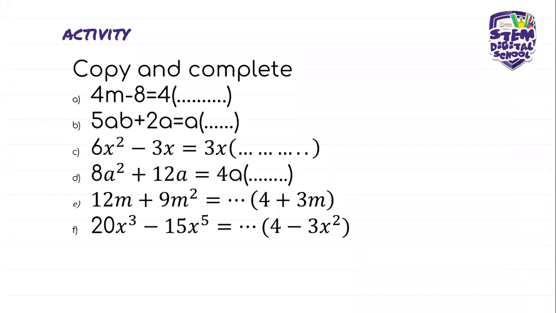So tell me in the first instance, how are you going to complete the table when you are given an expression of this nature, 4m minus 8. So it should be clear at this point that the main thing you need to look for is the highest common factor. Is there any highest common factor between the two? In other words, between the two terms, 4m and 8?